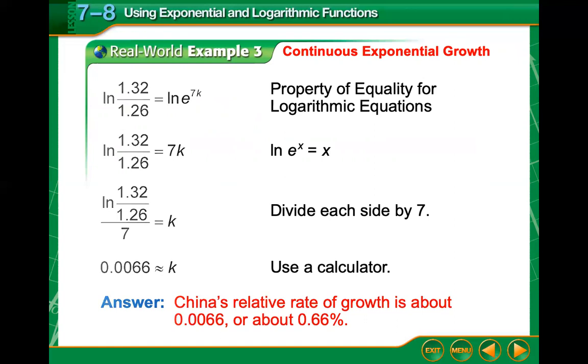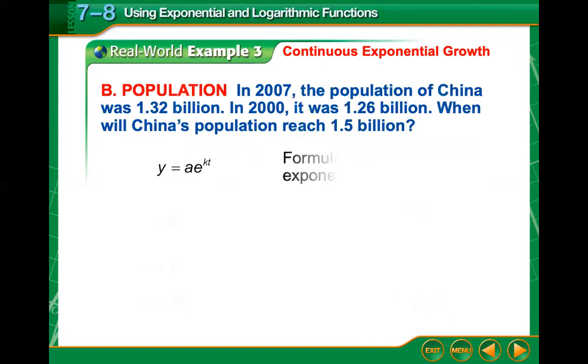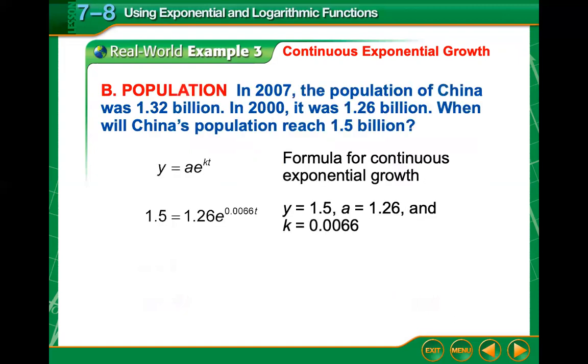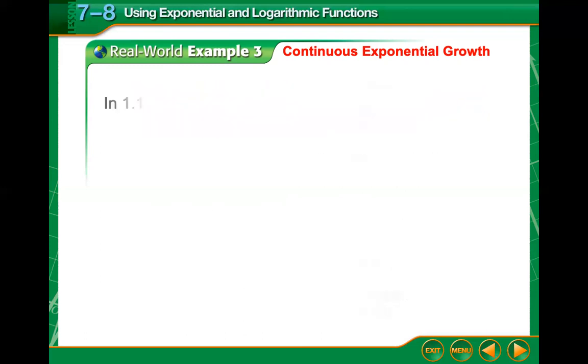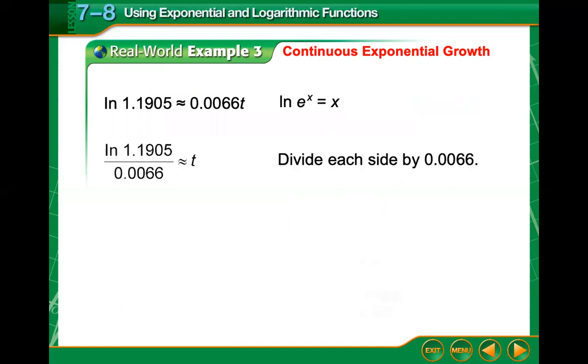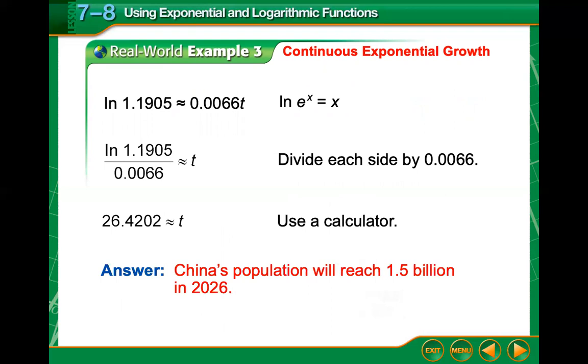So we can do the same thing in that we want to know when it will reach 1.5. Now that we know k, we can solve for t using the same steps, and then dividing by 0.0066. It will be about 26.42 years later, which is going to be in 2026, which is something we could actually check pretty soon to see if it did keep that rate.